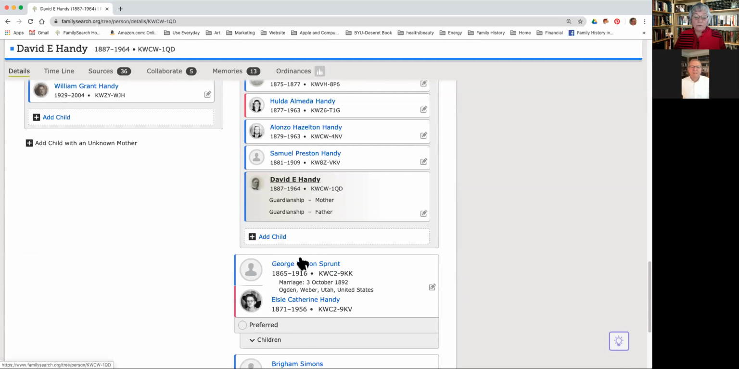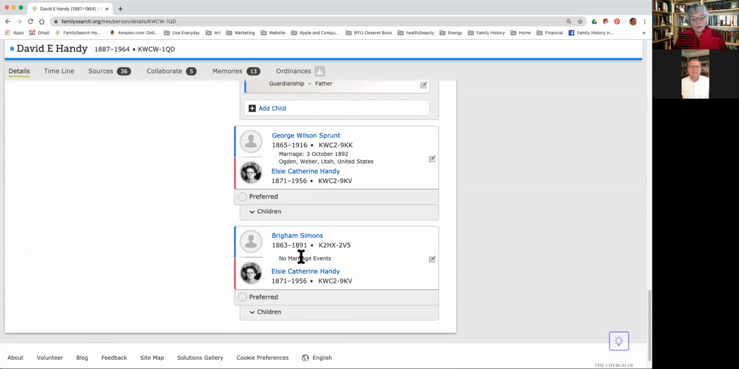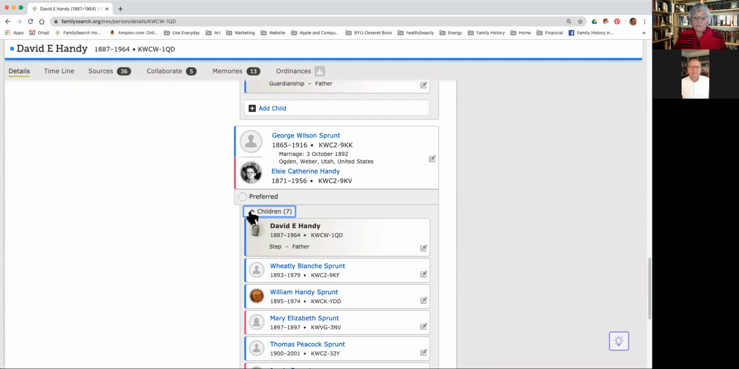I continue to scroll down because we know they were guardians. He also is listed under George Wilson Sprent and Elsie Catherine Handy. He's listed as the first child of them. But notice underneath there it's listed as a stepfather, but it doesn't list his relationship with his mother.